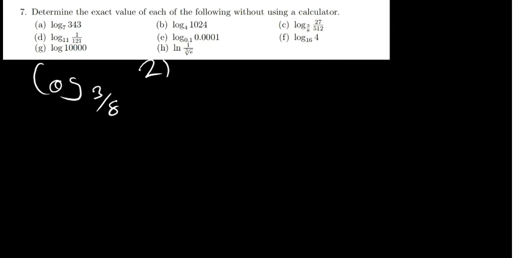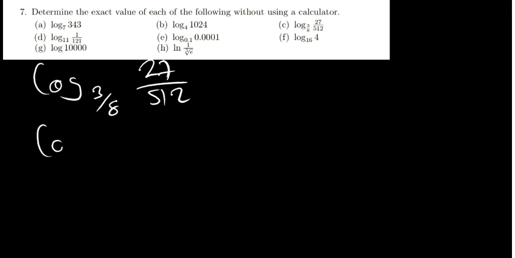Now, let's go to part C. Part C is saying we have log base 3 over 8 of 27 over 512. If I want, I can equate it to x and then find the value of x. That is the exact value. But again, if I want, I can do it directly from here.